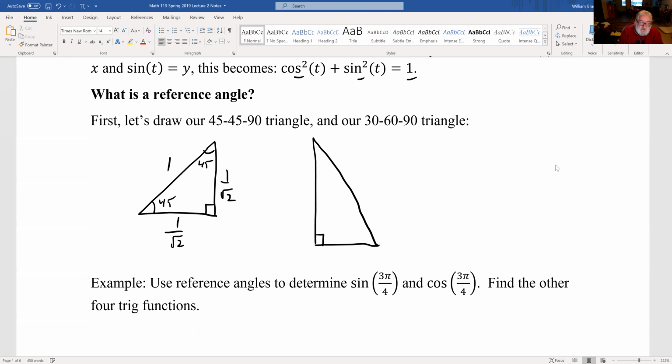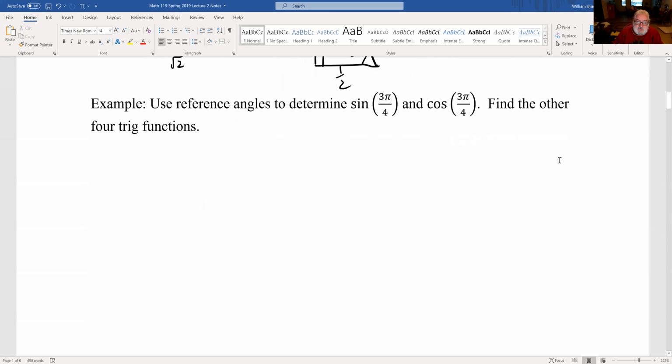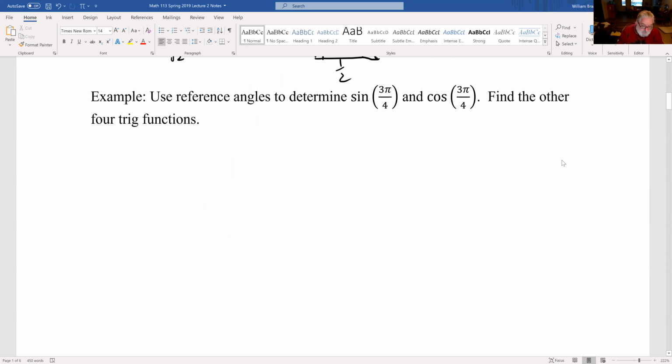Right, that's my right angle, 90 degrees. This is 30 degrees because it's a smaller angle. This is 60 degrees because it's the bigger angle. This side is square root of 3 over 2. This side is 1/2, and that side is 1. Okay, so with those triangles, can we determine sine of 3 pi over 4 and cosine of 3 pi over 4?